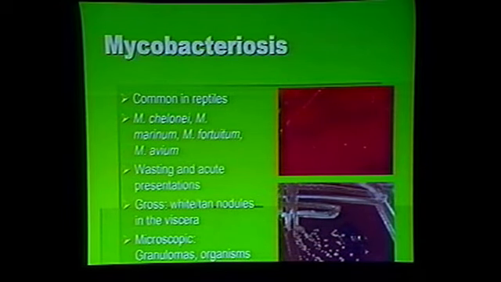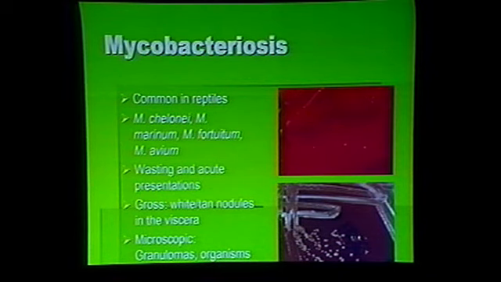Mycobacteriosis is common in reptiles and caused primarily by Mycobacterium chelonae, marinum, fortuitum, and occasionally avium. Other saprophytic mycobacteria are sometimes found in these lesions. Mycobacteriosis is associated with wasting, and there are also occasional acute presentations.